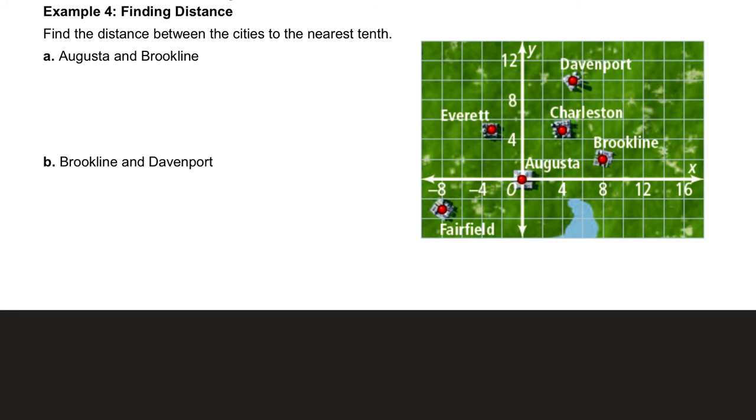So if we're finding the distance between two towns on a grid like this, and I think I'll use yellow instead of green, Augusta and Brookline. Augusta is a nice point because it's (0, 0). Okay. Brookline is the point (8, 2). I just want you to recognize this grid is going up by 2s.